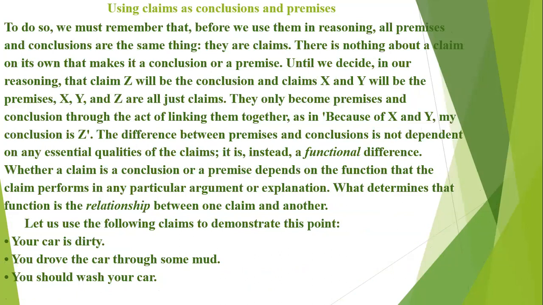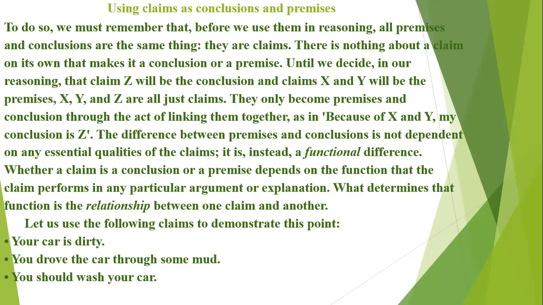To do so, we must remember that before we use them in reasoning, all premises and conclusions are the same thing: they are claims. There is nothing about a claim on its own that makes it a conclusion or a premise, until we decide, in our reasoning, that claim Z will be the conclusion and claims X and Y will be the premises. X, Y, and Z are all just claims. They only become premises and conclusion through the act of linking them together, as in, because of X and Y, my conclusion is Z. The difference between premises and conclusions is not dependent on any essential qualities of the claims; it is, instead, a functional difference.